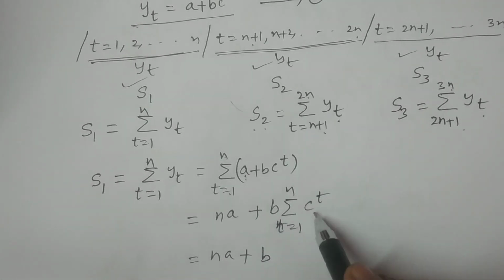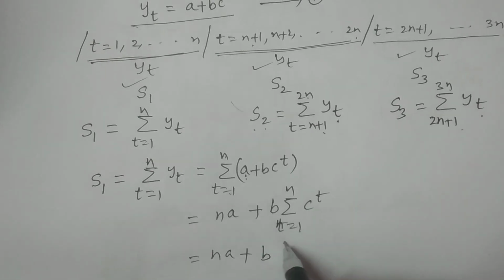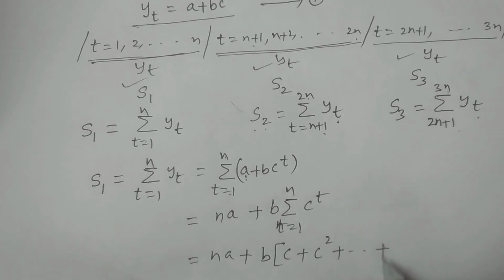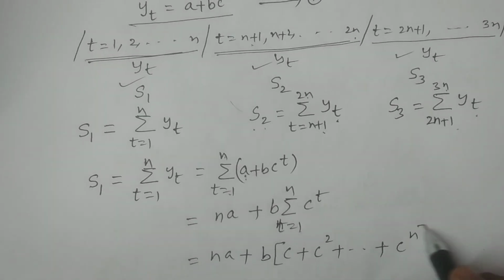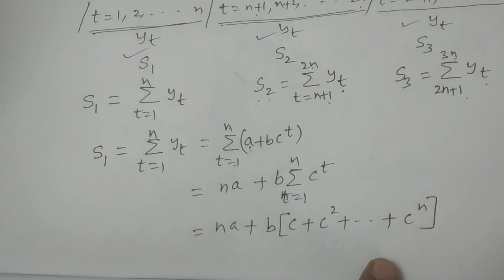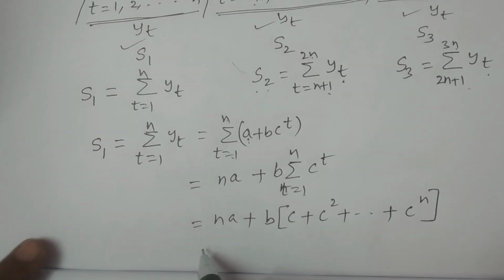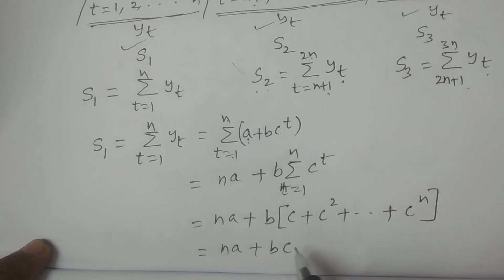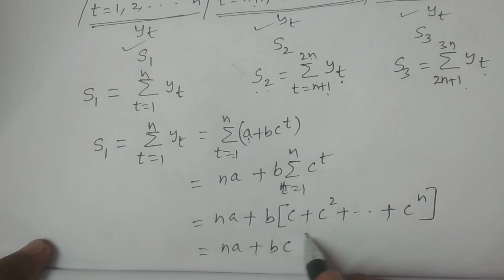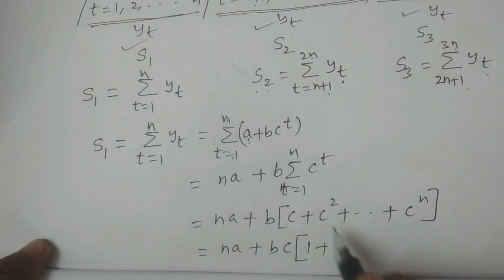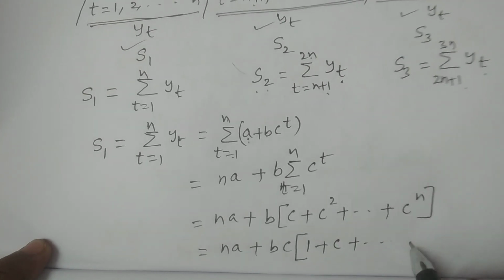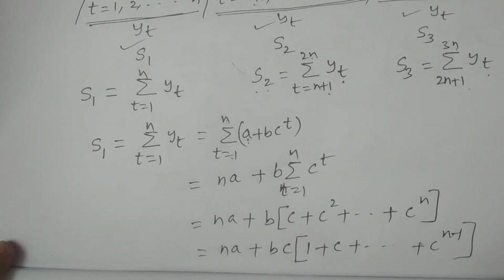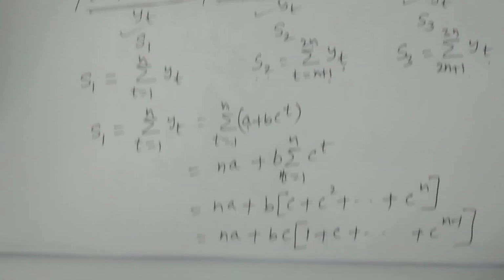This is nothing but substituting t equal to 1, that is c, t equal to 2, c square, and so on, plus t equal to n, c power n. You understand this, right? It's a simple part of taking the summation. Na plus b into, again taking c common, it becomes 1 plus c plus and so on plus c power n minus 1. Hence this is in geometric progression.